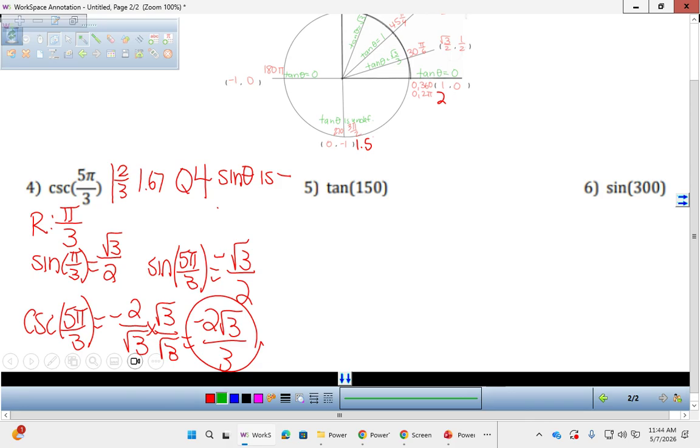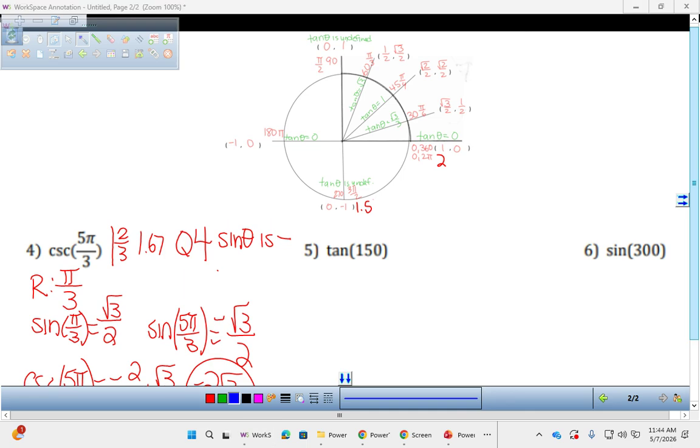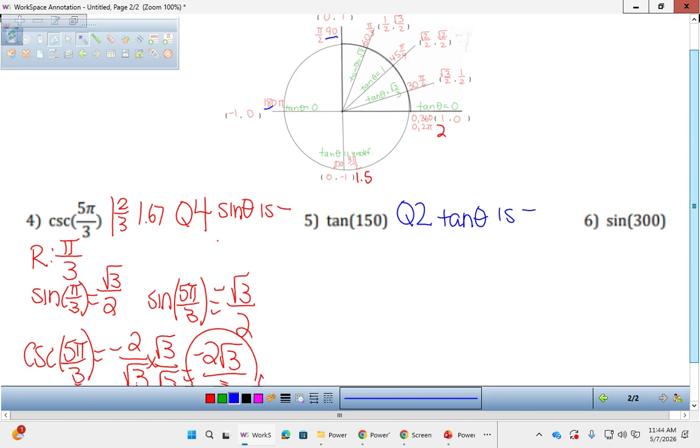Tangent of 150. Well, 150 is somewhere between 90 and 180. So this is a quadrant 2 angle. And what I know about tangent in quadrant 2 is that it's negative, because sine is positive in quadrant 2, but everything else is negative. That means my final answer here is going to be negative.